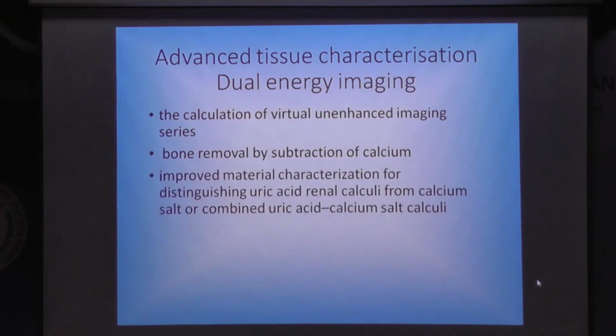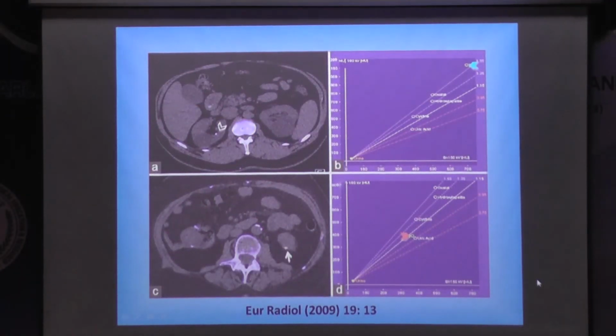This is another application of dual energy. And a third application is in the kidney, to differentiate between uric acid and calcium-related calculi. This has a bearing on treatment. If you have uric acid, then you have to take steps to control the uric acid levels, and it can also help you tell whether your lithotripsy is going to be successful or not.